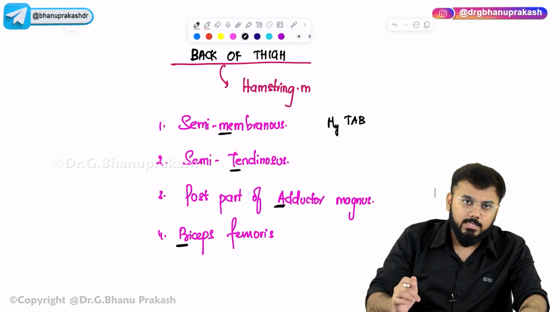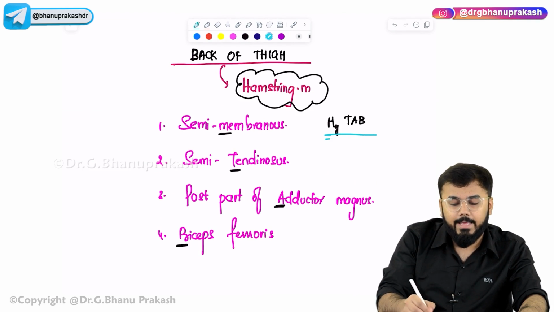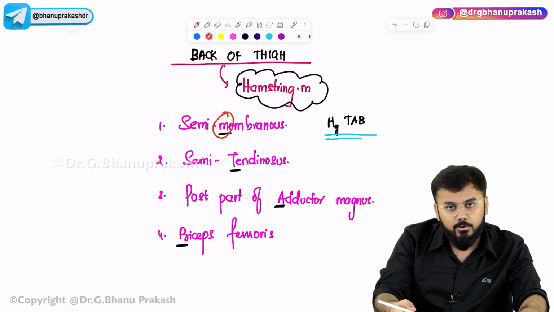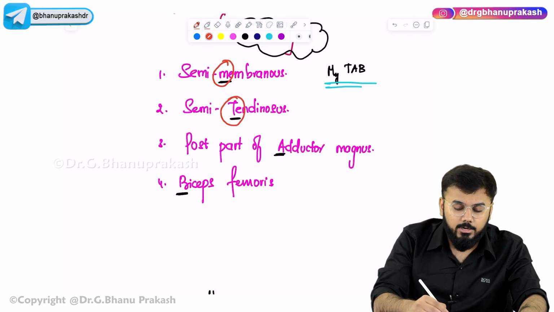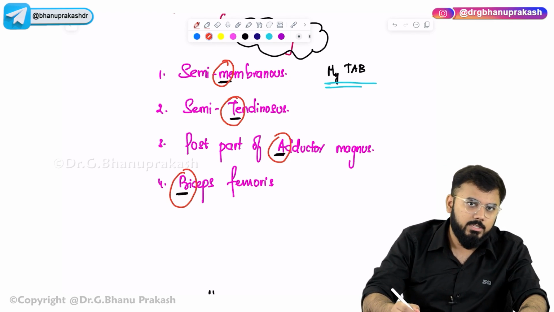Coming to the back of the thigh, as I already told you, the back of the thigh muscles are the hamstring muscles. Remember it by the mnemonic MyTap. M here stands for semimembranosus. T stands for semitendinosus. A stands for the posterior part of adductor magnus, and B stands for biceps femoris. Okay, so these are the muscles which you can see.